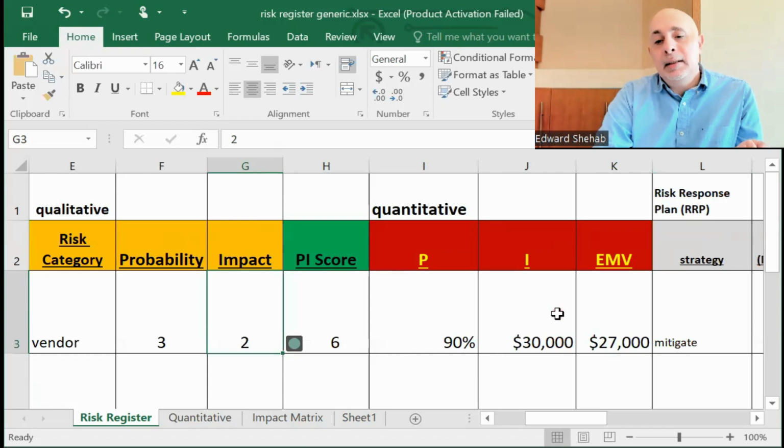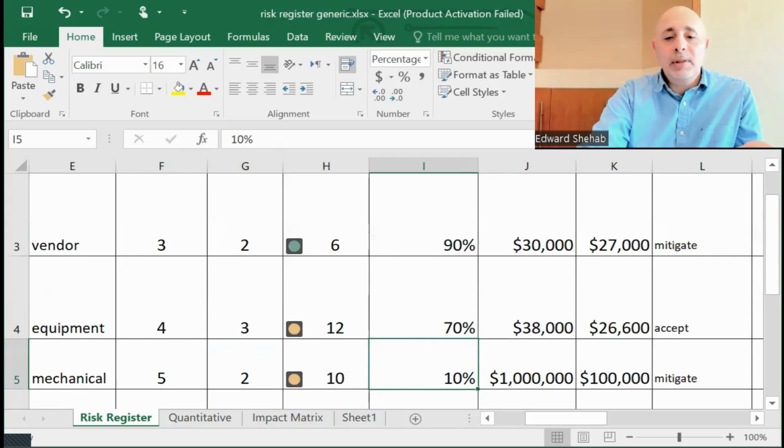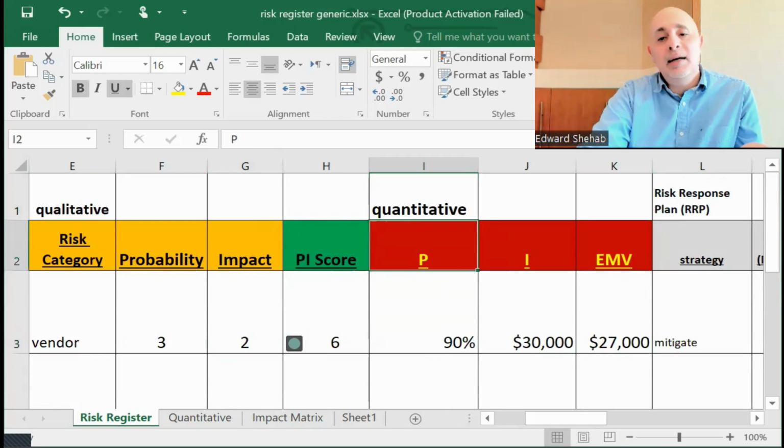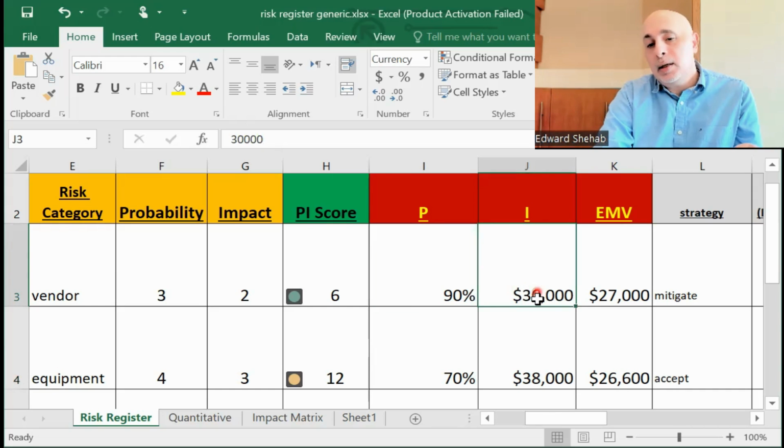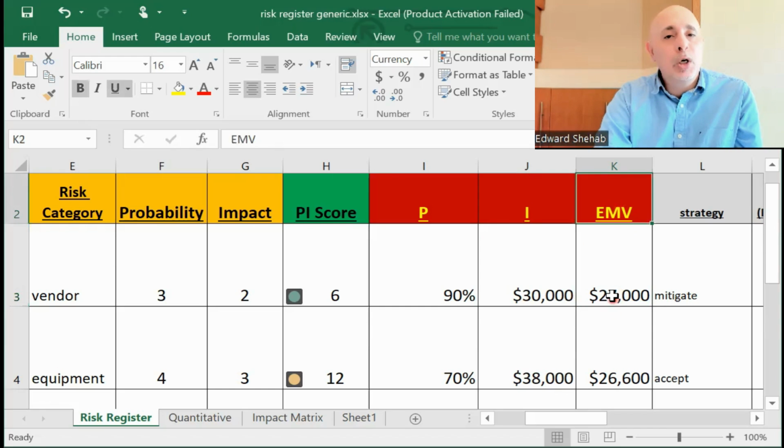That means you actually have to get data, right? For you to know percentages like 90%, or 70 or 10, you need data. If you don't have data, you cannot do quantitative analysis, right? But this is a very basic quantitative analysis where you have data. So if you thought something had a 90% chance of happening with a $30,000 impact, 90% of 30,000 is 27,000. That 27,000 is your expected monetary value, or if you want, you can call it your exposure or your portion of that exposure.